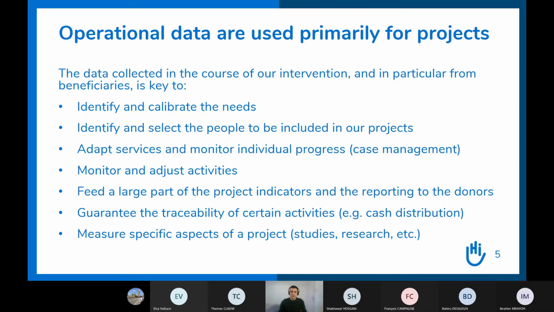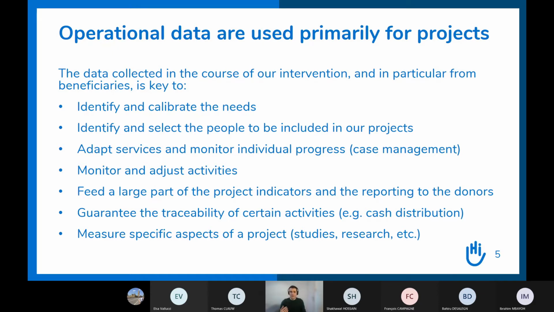Then sometimes you want to select the beneficiaries of your project. So you are going to collect data on different groups of people, and then maybe based on different criteria, including vulnerability, including, well, it depends on what your project is about. You are going to select the beneficiaries. Then once you have your beneficiaries, you want to give them some adapted services. So you are going to collect data on your beneficiaries, and you are going to monitor what you are doing actually with the activities that you are implementing with these beneficiaries.